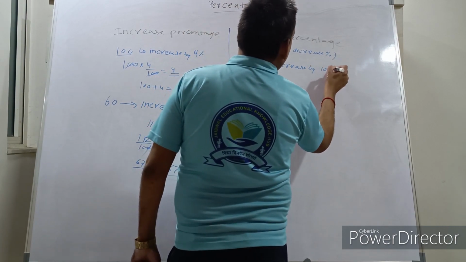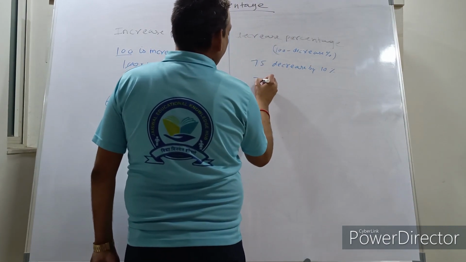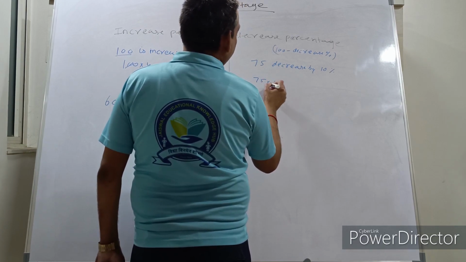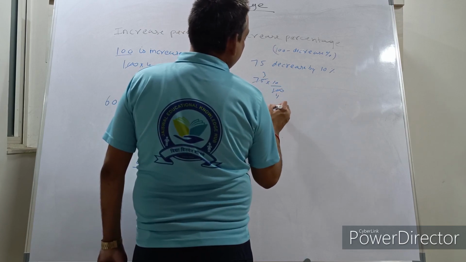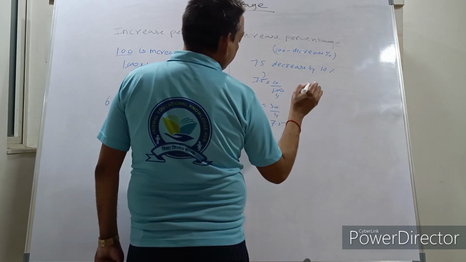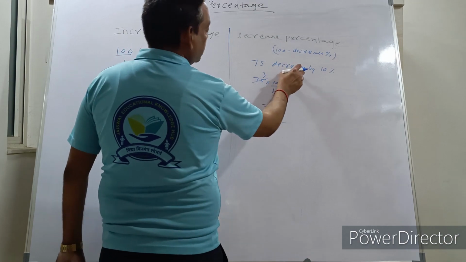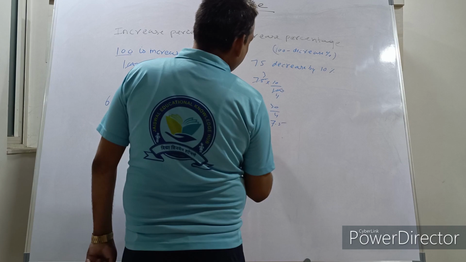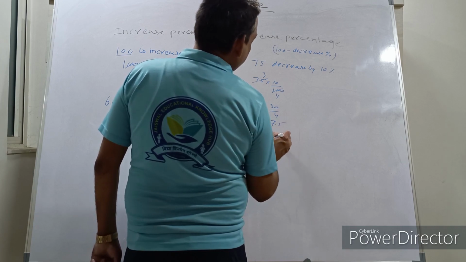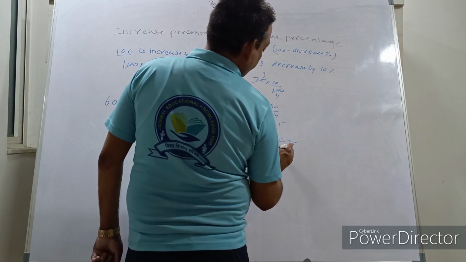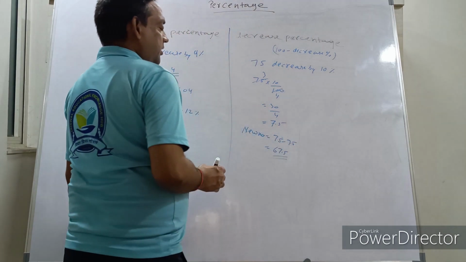Suppose a number 75 is decreased by 10%. So it becomes 75 into 10 upon 100, so that gives you 3 fours are 30 upon 4, so 4 sevens are 28, 2, that becomes 7.5. So it is decreased by 7.5 from the original number. So what is the new number? The new number is nothing but 75 minus 7.5, so that will be 67.5.